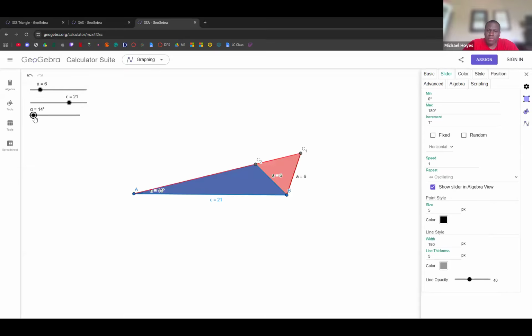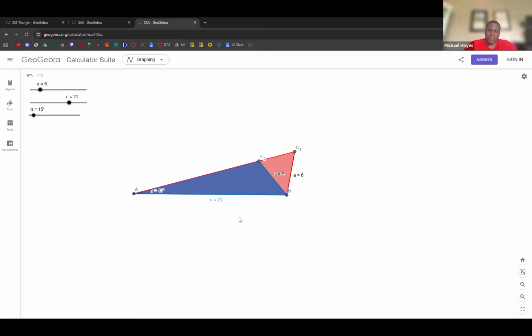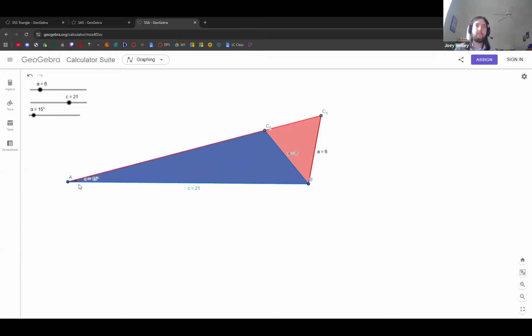What can't happen now? So, what is kind of limited now? So we've got our two lengths and the side or the angle that isn't between those two lengths.